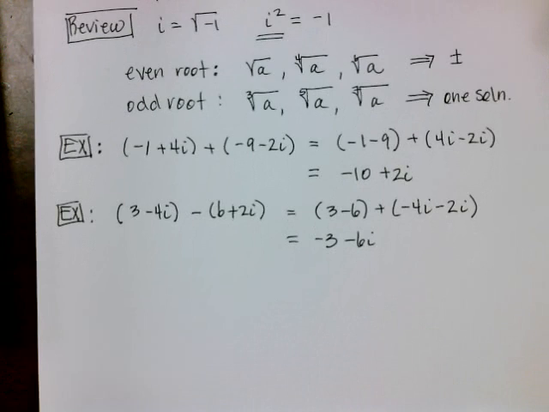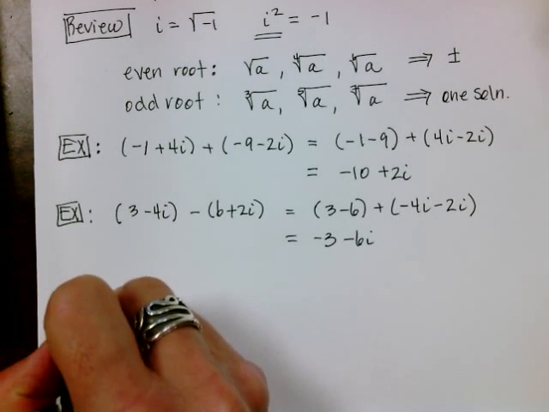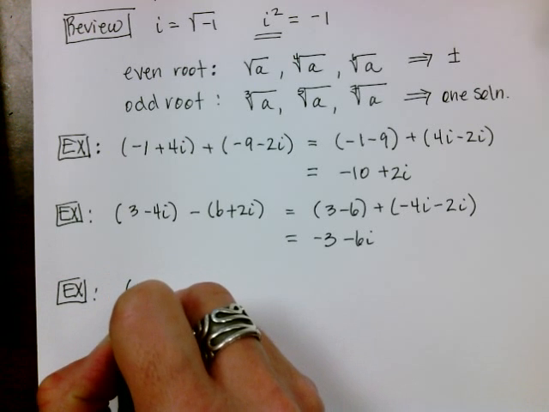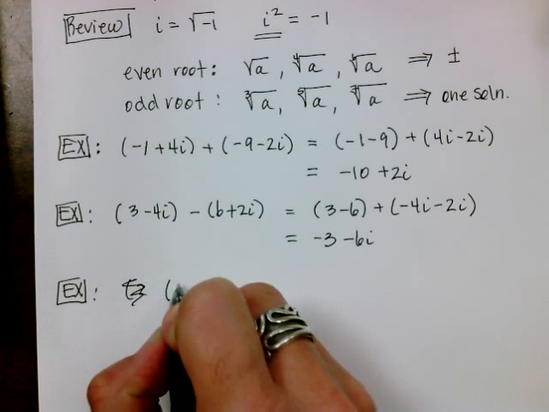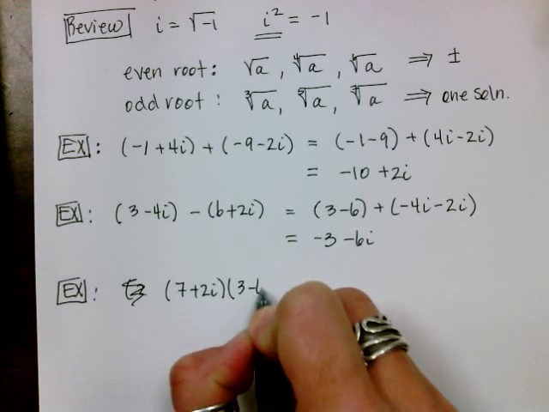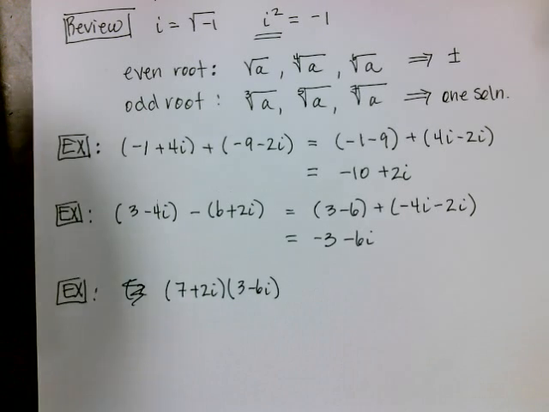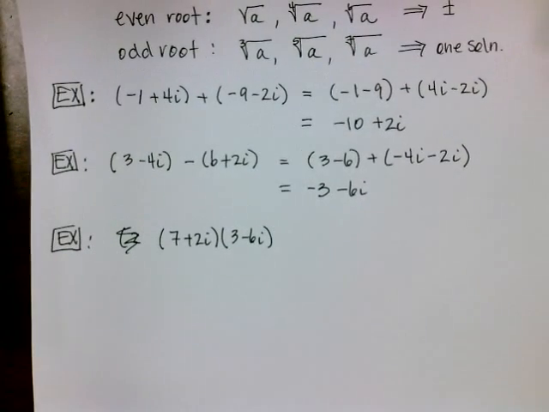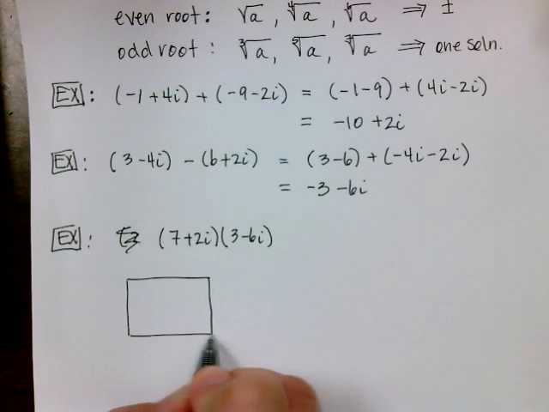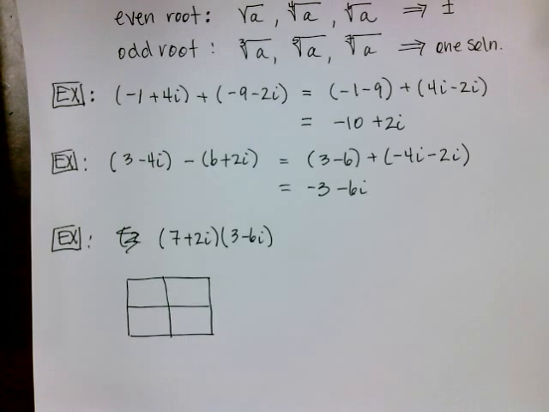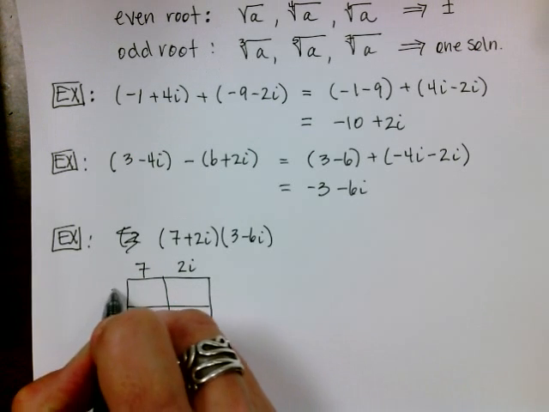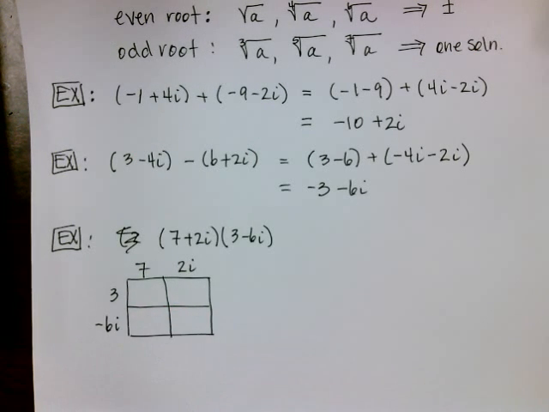All right, and then the last example that I want to do from our previous information is one of multiplication. Oops, sorry, I'm going to scribble that out, and I'm going to write 7 plus 2i, and I'm going to multiply that by 3 minus 6i. So remember, the easiest way probably is to do this in a box. You can choose to do the FOIL method if you would like. Either is appropriate. And I'm going to have a 7 and a 2i here, and a 3 minus 6i here.